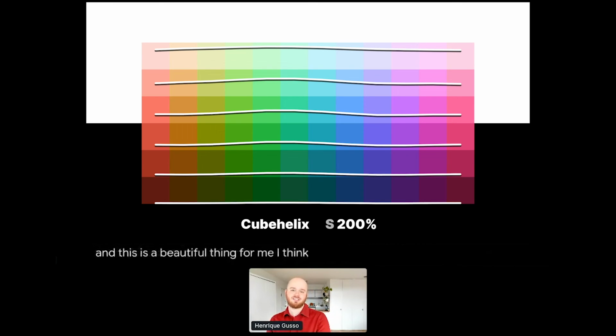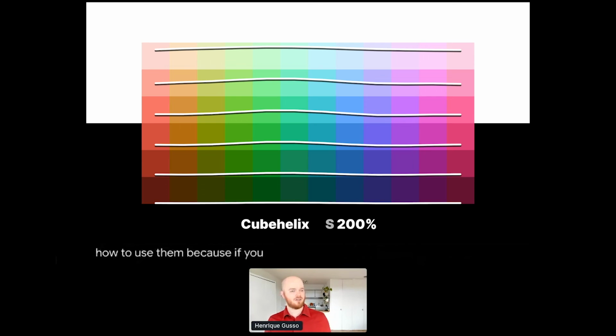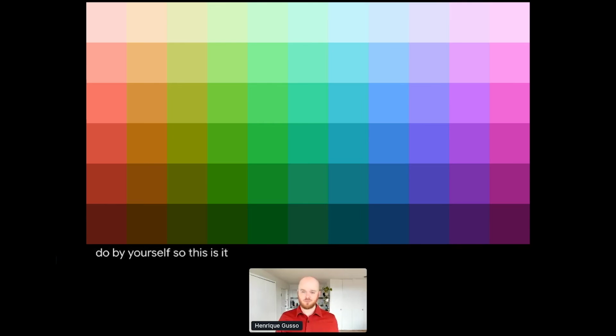I think that Cubehelix exposes its constraints and weaknesses in the numbers it uses, right? It allows the consumer to decide how to use them. Because if you think about a palette at 200% saturation, it's easy to understand that you're deviating from what makes colors uniform, right? So it gives you the freedom to make those decisions by yourself. So this was it. I found Cubehelix to be the best tool available to create my generator on top of, so I was ready to put the plugin together.